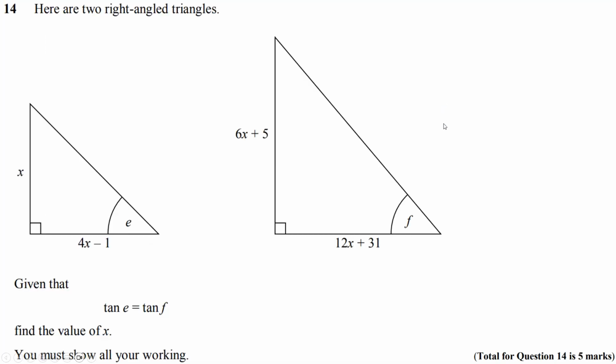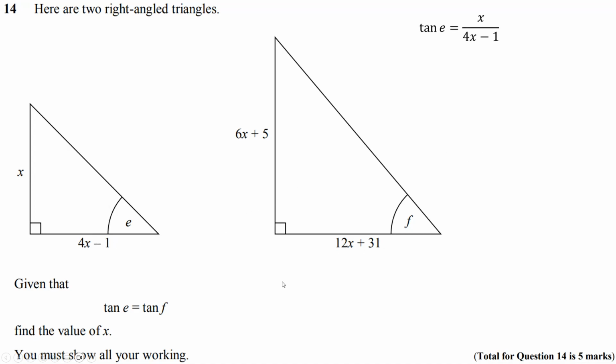Here are 2 right-angled triangles. Given that tan E equals tan F, find the value of X. You must show all your working for 5 marks. Okay, so tan E, they've given us a clue here. We're using tan. So the angle is E. So tan E equals, well, we know that tan is opposite over adjacent. So tan E equals X over 4X minus 1, because this is opposite, this is adjacent.